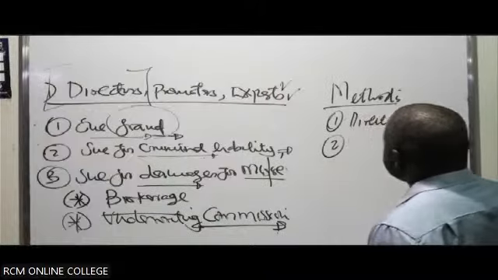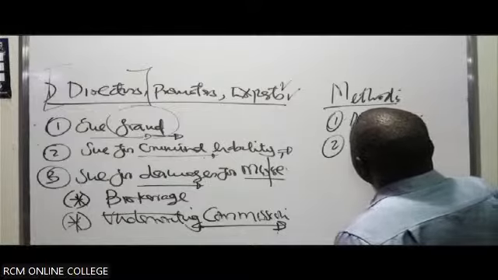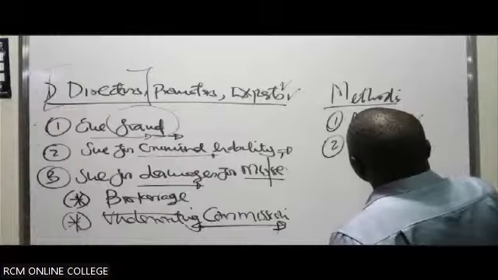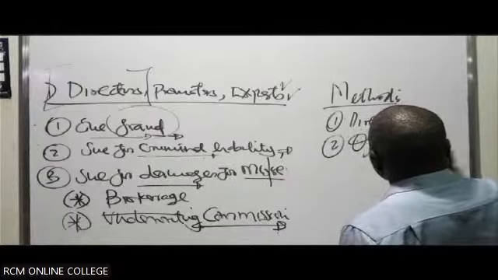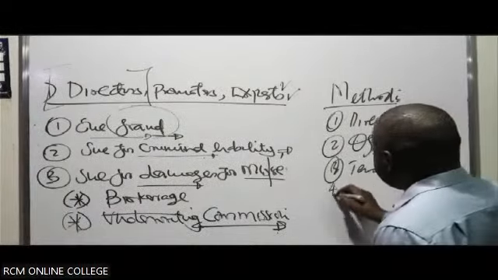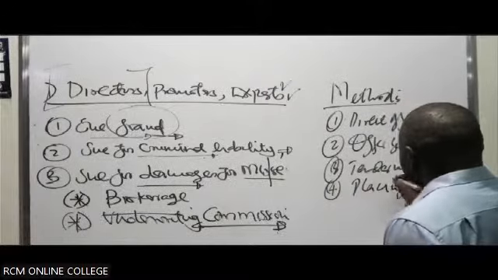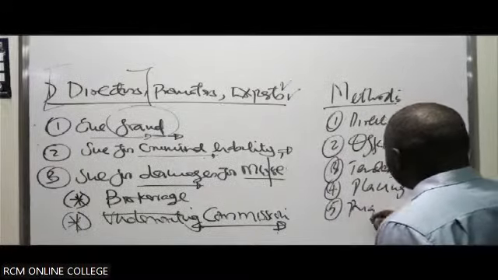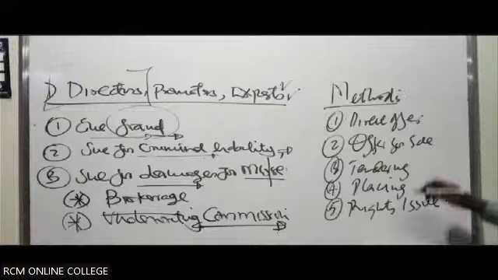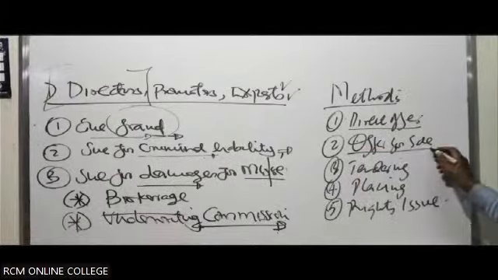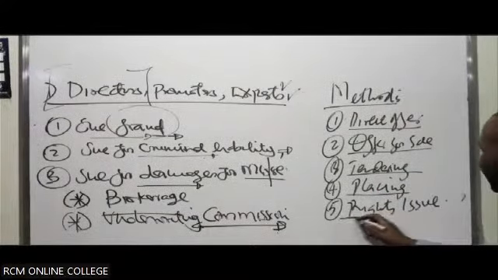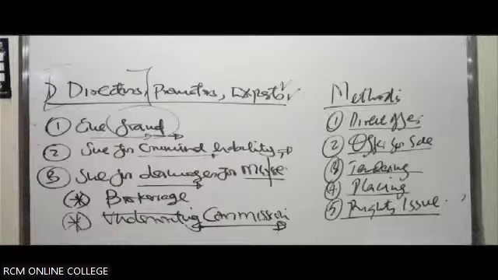Number two, they can do something we call placing. We have placing and offer for sale. Then you have tendering. Then you have what we call a rights issue. So these are the methods the company can use to sell the shares. They can do a direct offer, offer for sale, tendering, placing, or a rights issue. These are the methods of issuing shares.